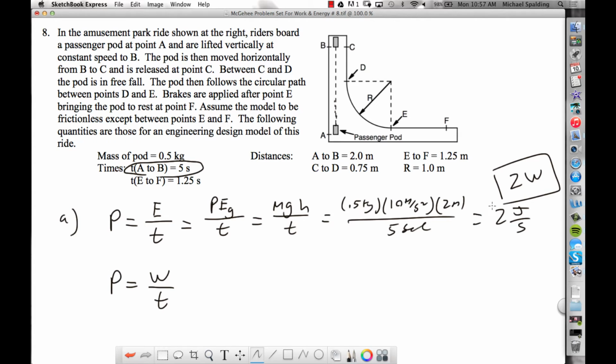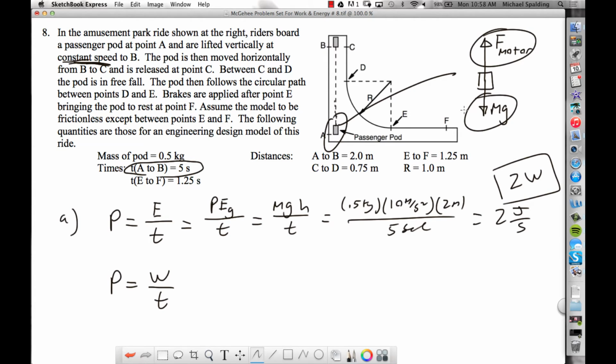Now look, check it out. If you would have looked at it as work per time, well, let's just look at this pod. So here's the pod being lifted. What are the forces on the pod? You got mg down, and then you got the force of the motor, right? The force of the motor lifting the pod. If it's being lifted at a constant speed, which it is right here, what has to be true about those two forces? They have to be equal, right? Because if the force of the motor was bigger, it'd be accelerating.